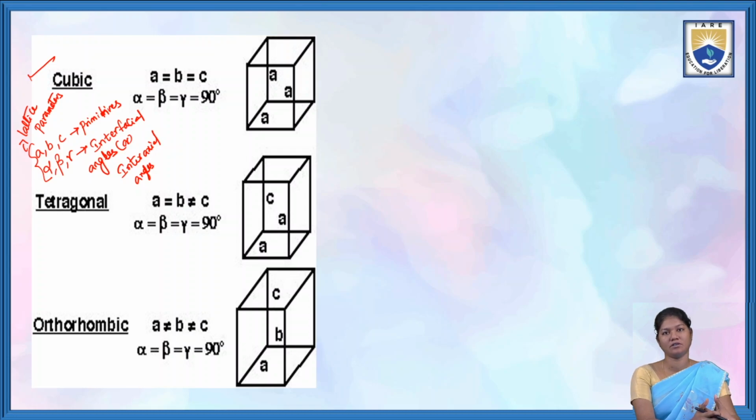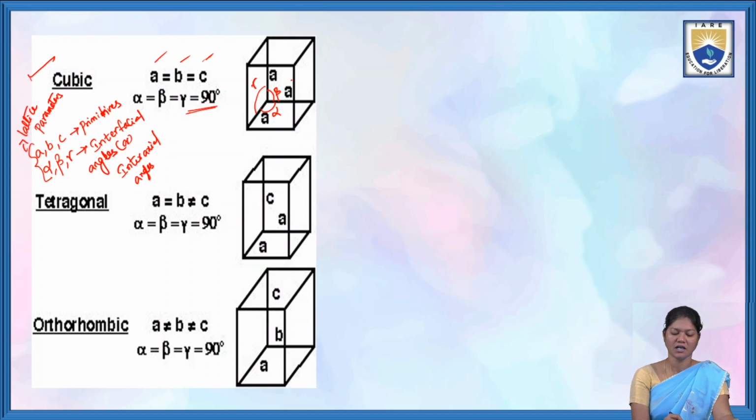These primitives A, B, C define the dimensions of the unit cell. If we take a cubic, all the dimensions are the same. So A is equal to B is equal to C, and the interaxial angles alpha, beta and gamma are all 90 degrees.